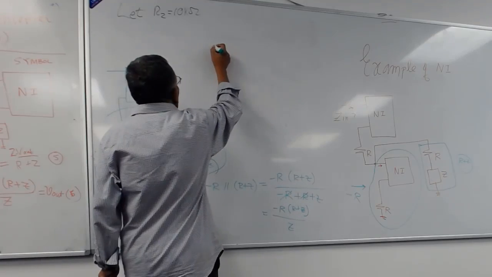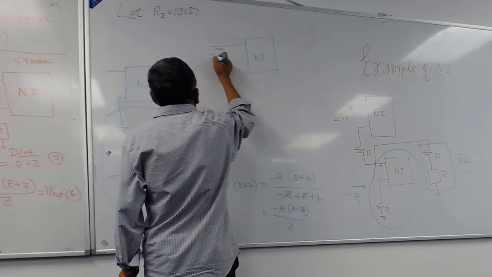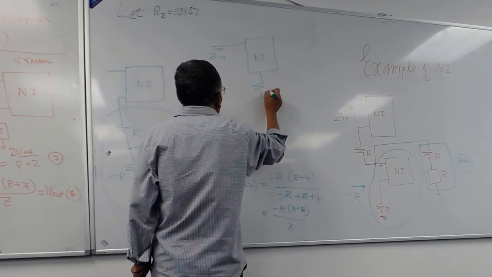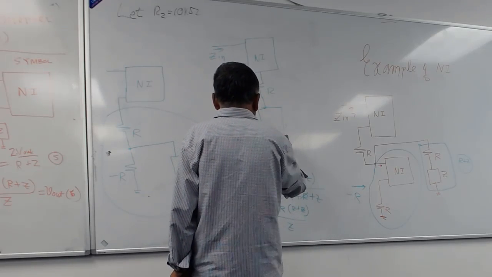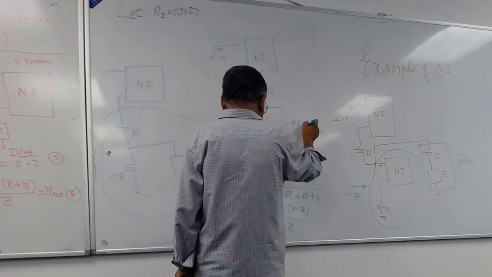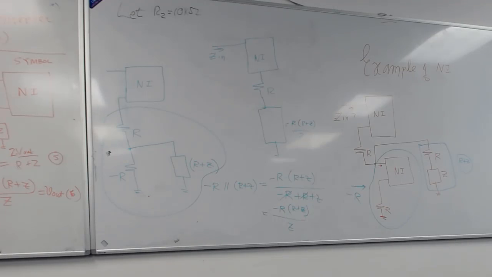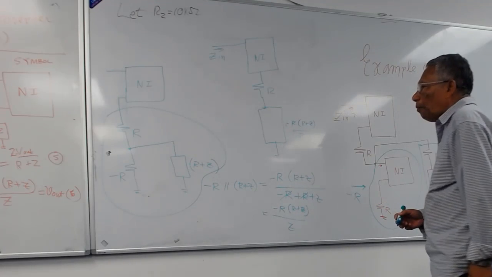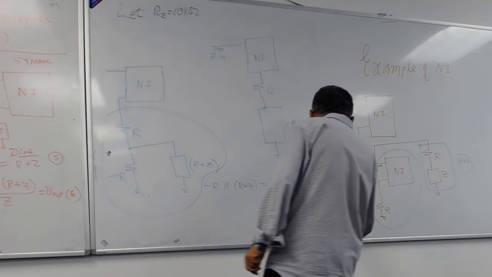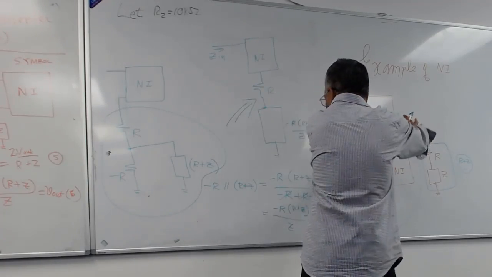Now, what you have is Ni. You're looking into here, and you have an R here, and then you have, put it in another box, minus R plus Z divided by Z. Okay, from here I went here, and then from here I went here.